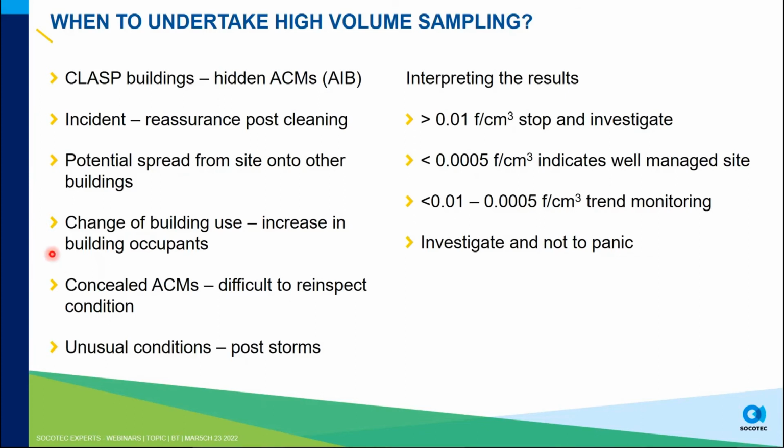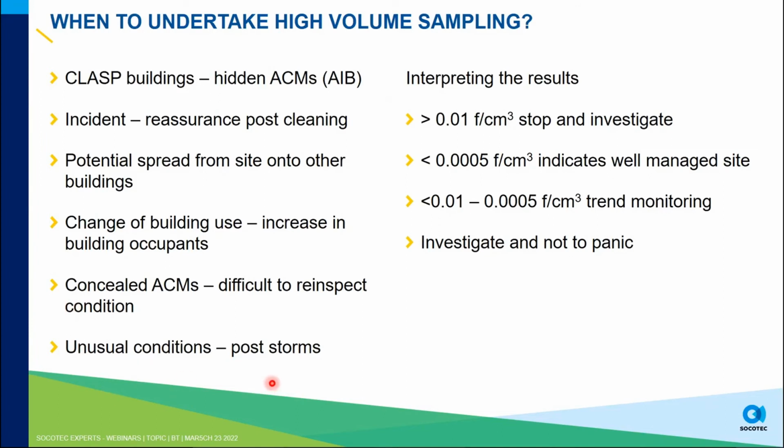If there's a change to the building use or building occupancy, again, vacant buildings that become occupied, increased risk of movement through the building, disturbance of materials. Again, another scenario that you could use high volume sampling on. Then the last couple there, obviously concealed ACMs, very similar to the first one. Areas where there's ACMs in areas that are difficult to re-inspect on an annual basis as part of your Regulation 4 duty to manage. Could that be supported by high volume sampling to confirm that fibre levels are as low as possible? And then we've got unusual conditions.